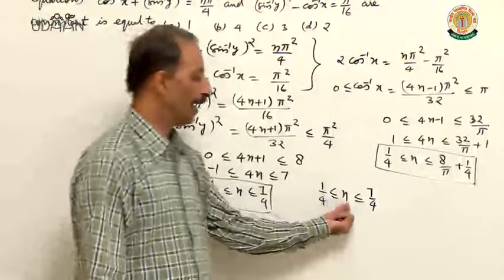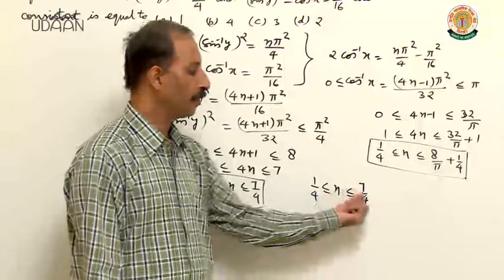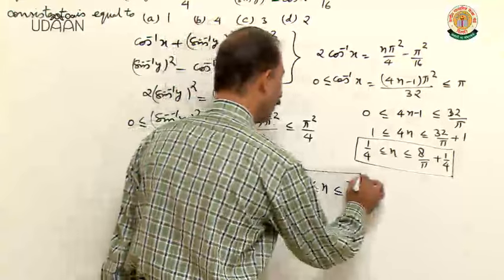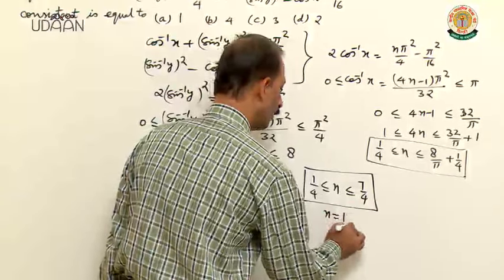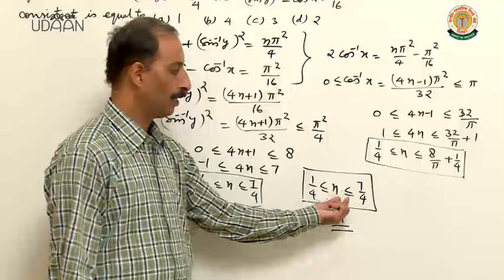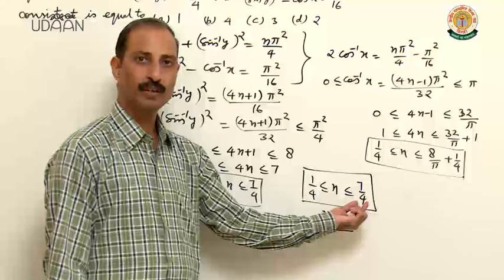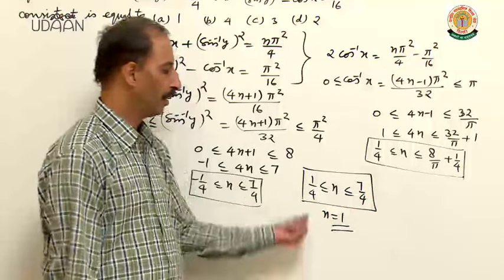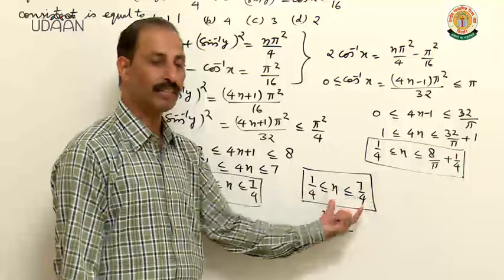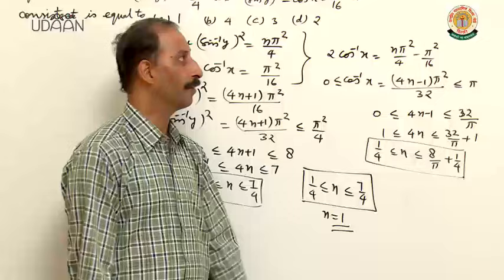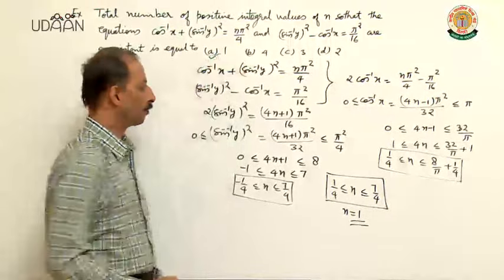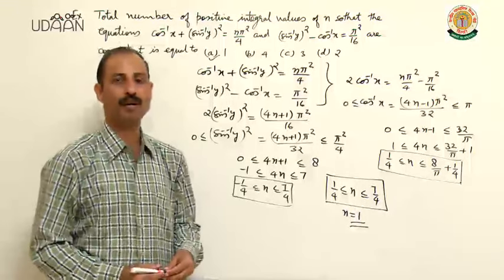Now, which integral value of n lies between 1 by 4 and 7 by 4? You can see the integer value of n is only 1 because this will be less than 2. Okay, 7 upon 4 is 1 point something, and 1 upon 4 is 0.25. So the n value lies in this interval, and the integral value is only 1. So which option is the correct option? The first, that is option A, is the correct option. So the integral value of n is 1.